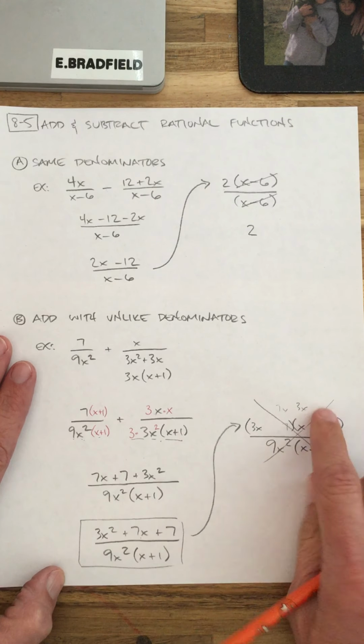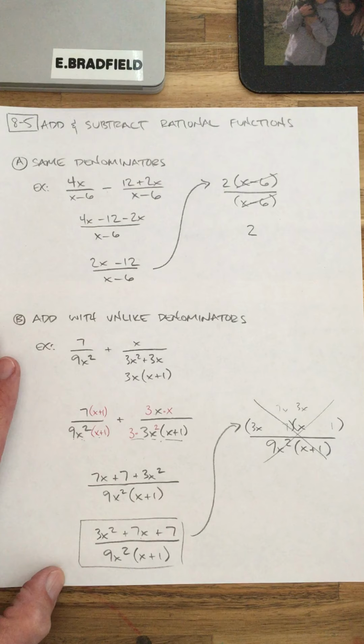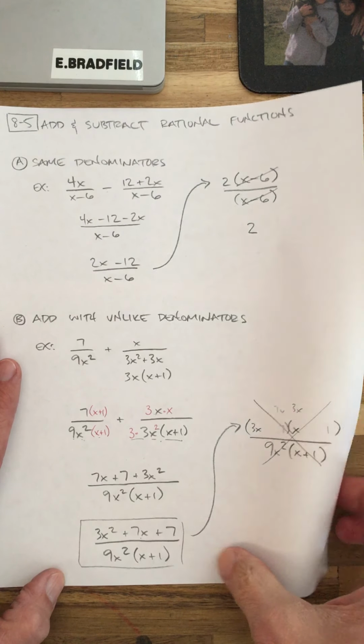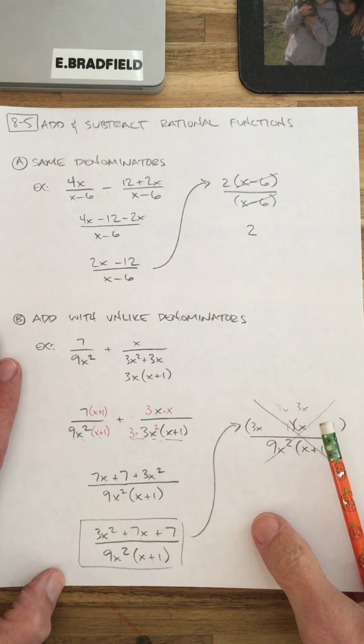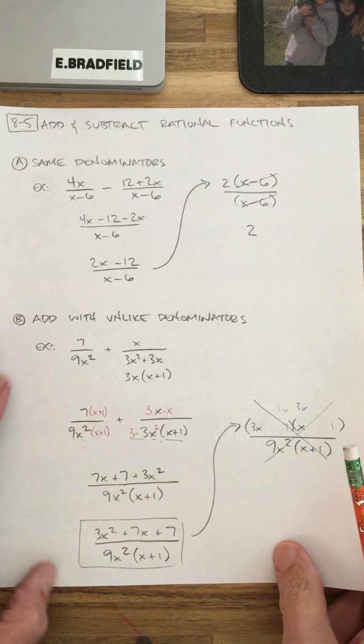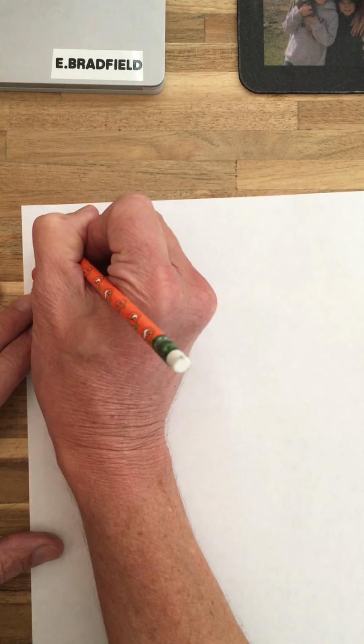Once you get that, try to factor the numerator. All right, so let's do the same thing. I'm going to go to part C. The only difference is we're going to be subtracting with unlike denominators. All right, so let's do part C.